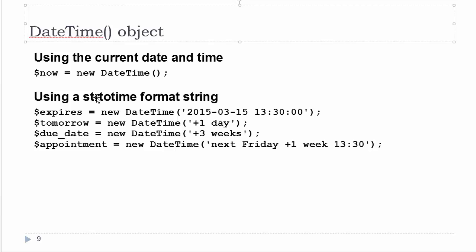Now, for example, if we wanted to use the strtotime format, we could pass it a specific time and/or date, and it would return the number of seconds. So by passing a value to this object, we can get another date besides the current date. And we can use the same formats as we did with the strtotime function.